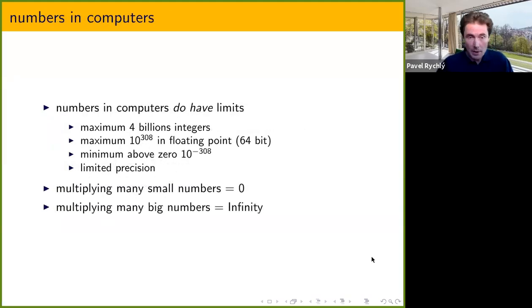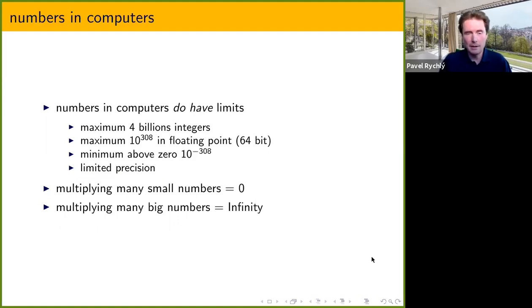Okay, numbers in computers are a bit different than the mathematical numbers. They have some limits. We have some limits in integer arithmetic. The maximum is around 4 billion. In 64-bit floating point, the maximum is 10 to the power of 308.